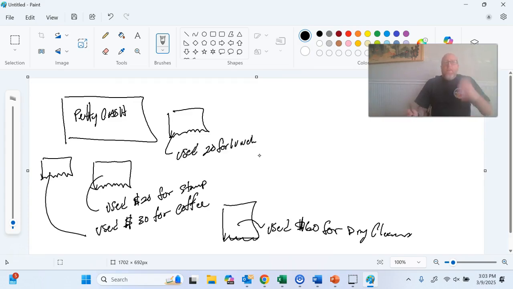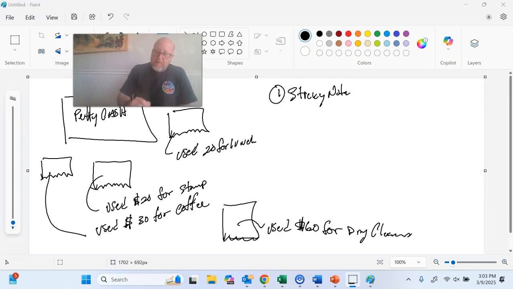Okay. So what I'm going to do at the end of the period is I'm going to add up two things. I'm going to add up the physical cash, and then I'm going to add up all of these sticky notes. So first, I'm going to add up the sticky notes. I used 20 for stamps, 30 for coffee, so there's 50 right there. Used another 20 for lunch. Can't even read my own writing, right? So there's 70, and then finally we used 60 more for our dry cleaning for a total of, God help me that I don't do this right in my head, but it looks like 130. So 60, 90, 110, 130.